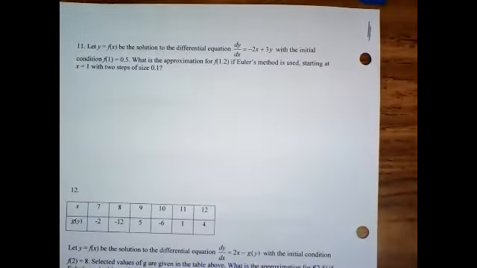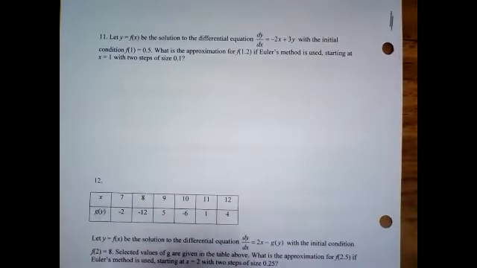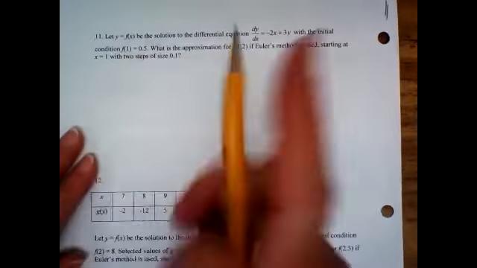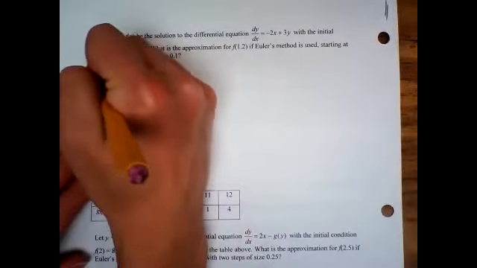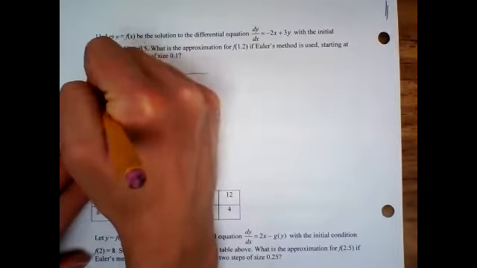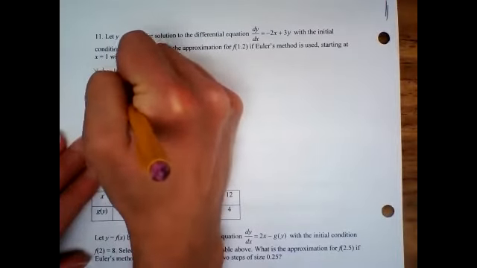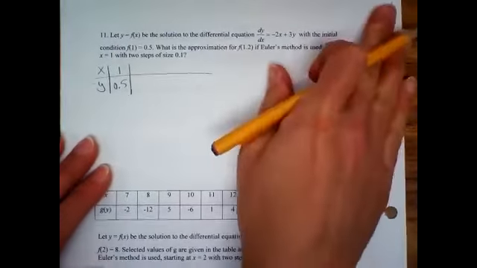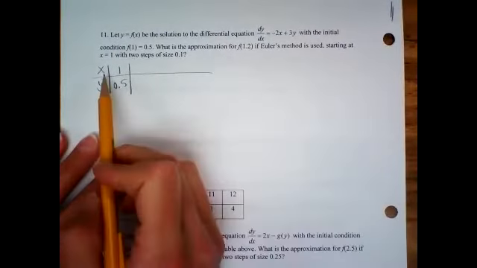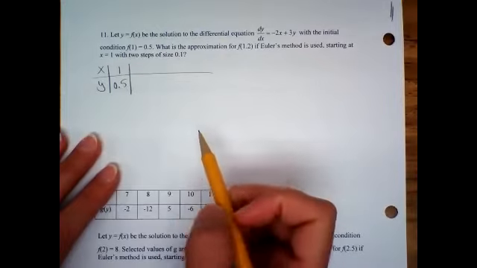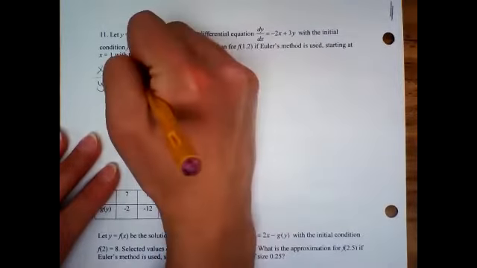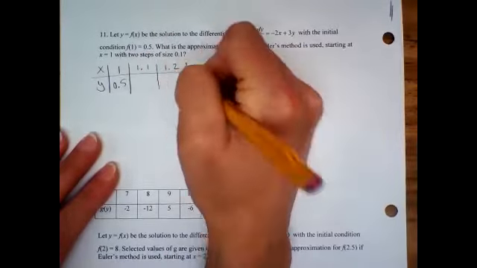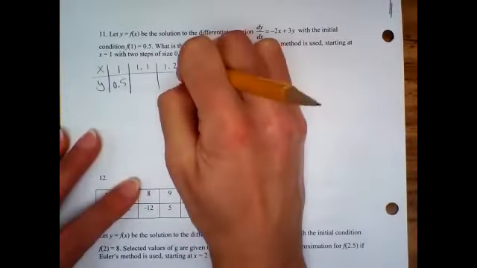All right, and then here are our Euler's method problems. So let this function be a solution to this differential equation. Our initial condition is 1.5. So let me start making a chart here. We're starting at 1 for x, 0.5 for y. We want to find the approximation for 1.2. We want 2 steps of size 1/10. So this would be 1.1 and then 1.2. And so whatever lands there is going to be our answer.